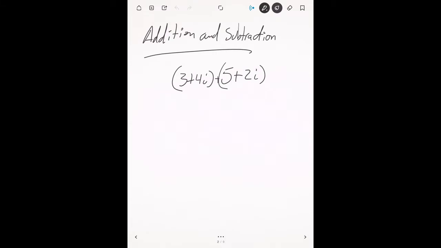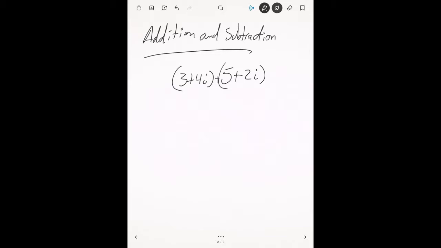All right. First, talking about addition and subtraction of complex numbers. Here I have two complex numbers that we want to go and add together. Now remember, when we're talking about complex numbers, we're talking about numbers that can be written in the form a plus bi. In this situation, a is a real number, b is a real number, and i is the imaginary unit.